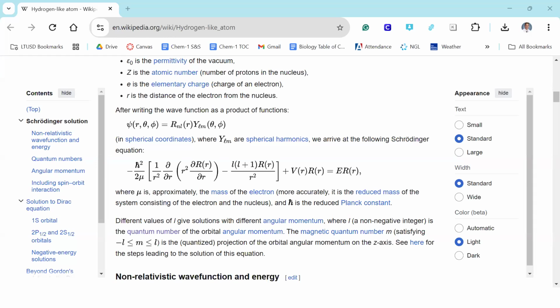L can be anything from 0 to n minus 1. If you're going to put a number to it, we usually describe the orbitals as letters: S, P, D, F. But technically, if we're plugging them into this function, 0 would be an S orbital, 1 would be a P orbital, 2 would be a D orbital.